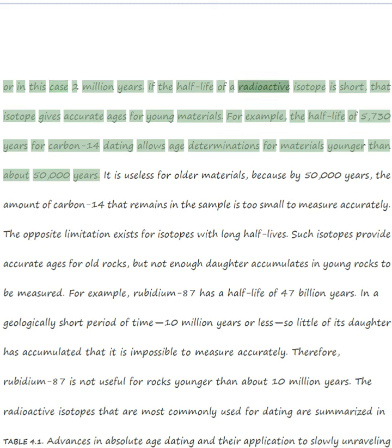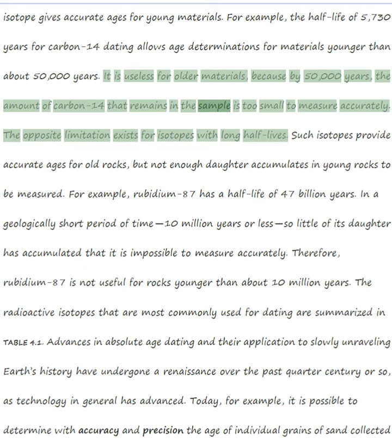If the half-life of a radioactive isotope is short, that isotope gives accurate ages for young materials. For example, the half-life of 5,730 years for carbon-14 dating allows age determinations for materials younger than about 50,000 years. It is useless for older materials, because by 50,000 years, the amount of carbon-14 that remains in the sample is too small to measure accurately.